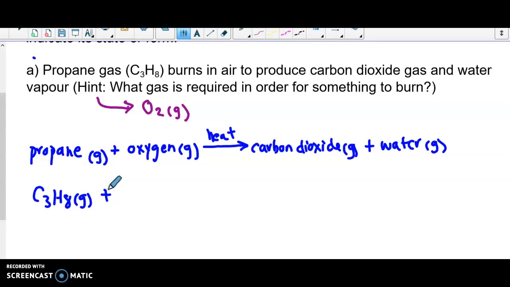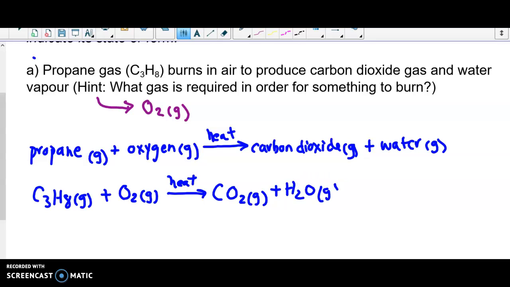Oxygen is a diatomic element, which means when it exists by itself, it exists as O2 gas. This reacts to form, with the help of heat, carbon dioxide, which is CO2 gas, and water vapor, which is H2O, also a gas. And that's it. Next question.